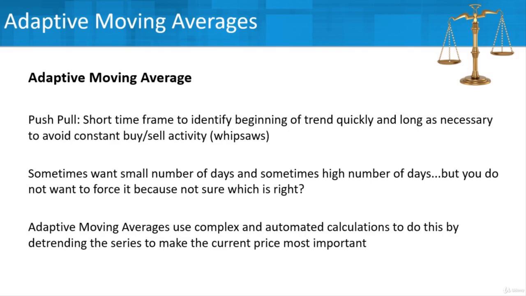So adaptive moving averages use complex, automated calculations to do this by detrending the series to make the current price most important. So it's not so much weighting as it's actually detrending, whether it's an up or downtrend. It's actually adjusting the trend in the series of numbers that is what it's doing with an adaptive moving average. So there's some complexity behind that.